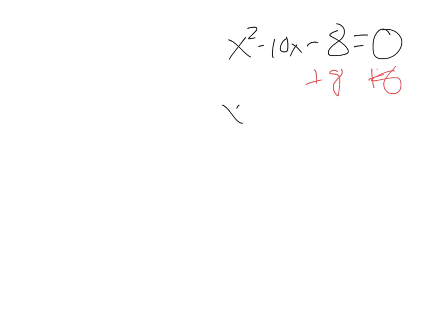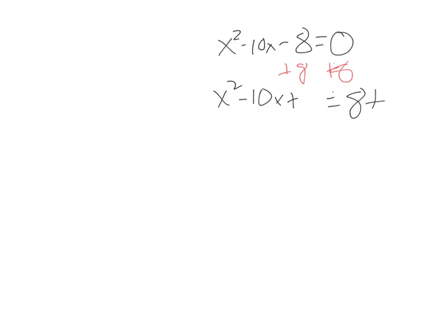And so I get x squared minus 10x plus something equals 8 plus something. So now I need to figure out what I want to put in the missing space. And so I want to find out what b is.